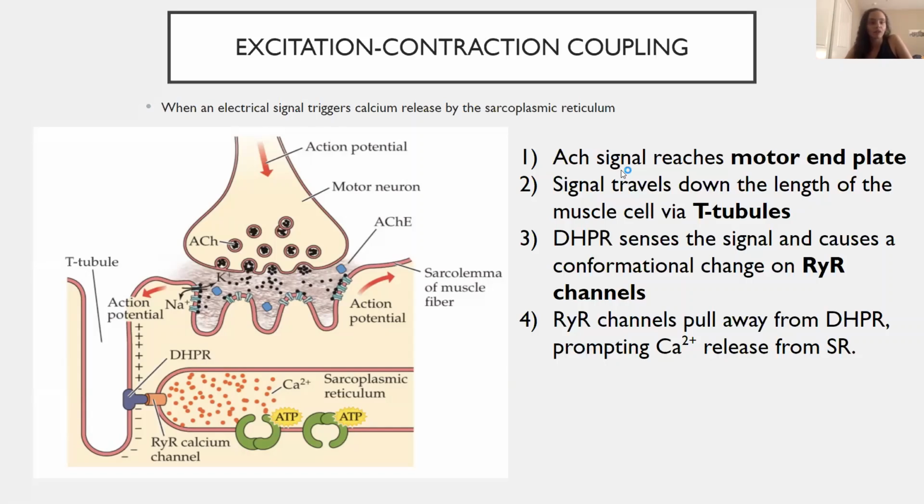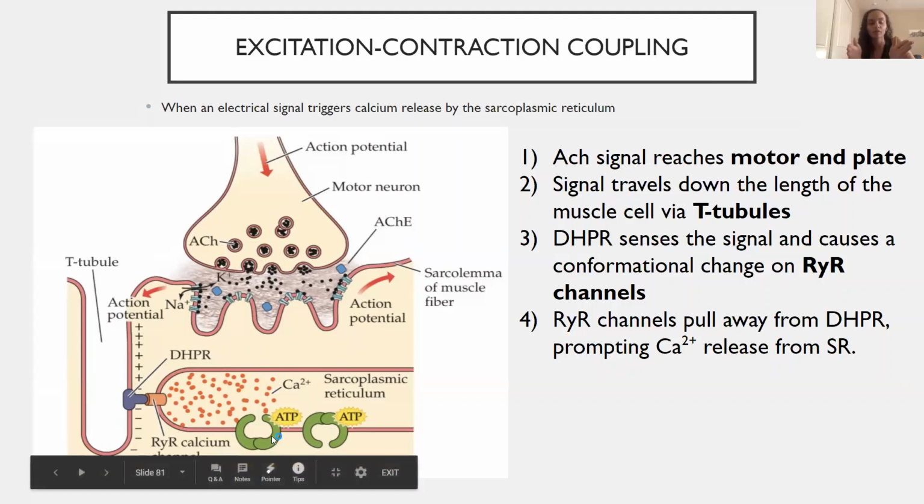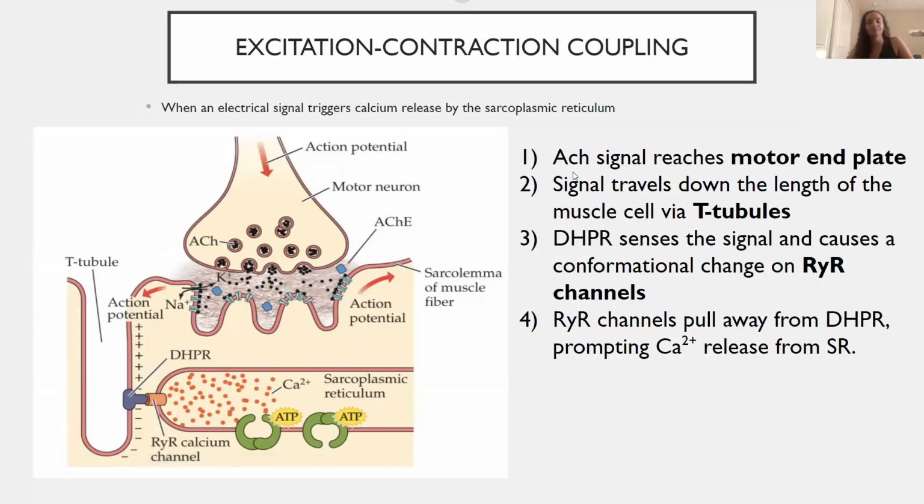And then the DHPR is a receptor that sits on the sarcolemma membrane, and it senses that excitatory signal. Once it senses it, it causes a conformational change with the ryanodine channels. The ryanodine channels are otherwise closed because they're bound to the DHPR. Once the signal reaches down, they shift apart a little from one another, which allows the calcium in the sarcoplasmic reticulum to release into the cytoplasm.